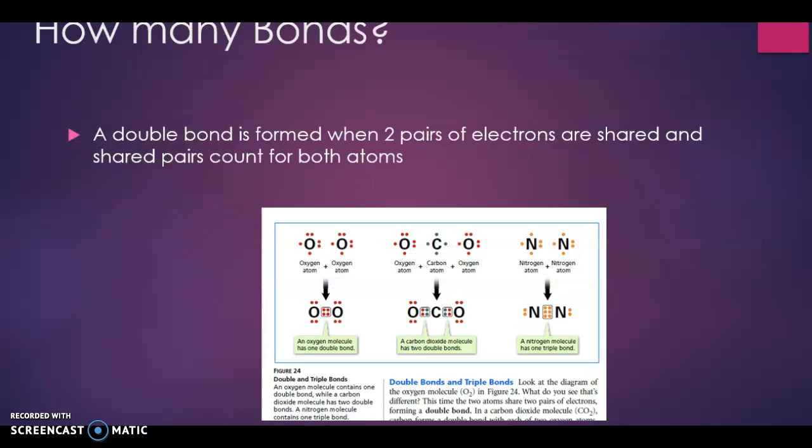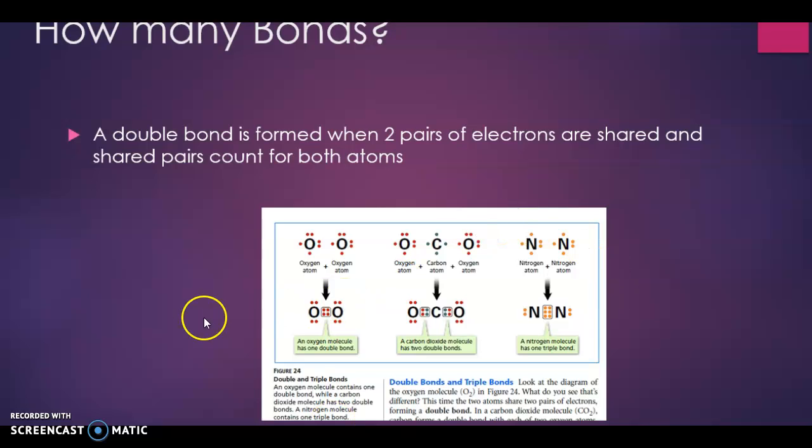Okay, so sometimes the way that things bond, they create what we call double bonds or even triple bonds. A double bond is formed when 2 pairs of electrons are shared, and the shared pairs count for both atoms. The same thing with triple bonds. 3 pairs of electrons are shared and the shared pairs count for both atoms.